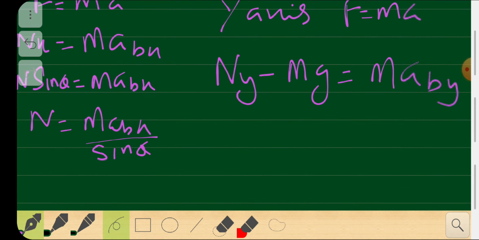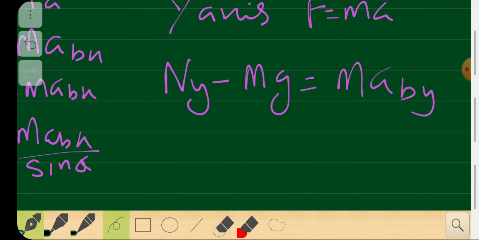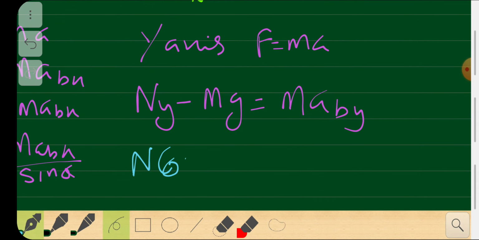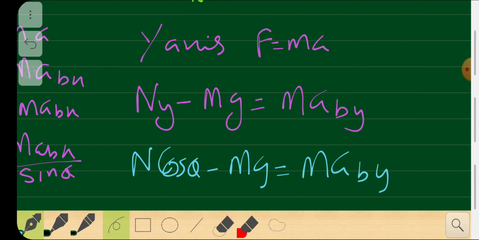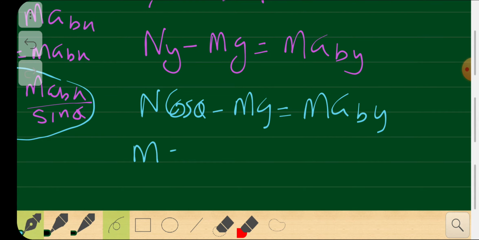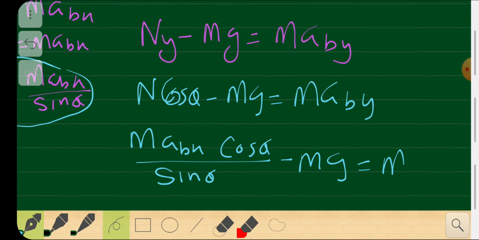Okay, you got that. Now I can substitute here as well, in the second equation, for ny is equal to n cos theta. So it's n cos theta minus mg is equal to m a_by. Now I can substitute the value of n in this equation. So n is equal to m a_bx in the x cap direction, cos theta divided by sine theta, minus mg is equal to m a_by.